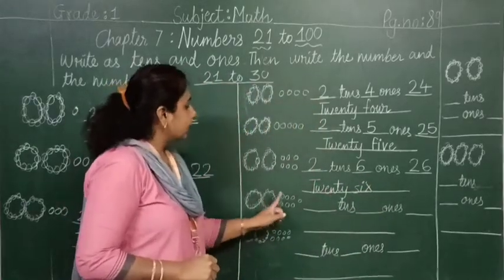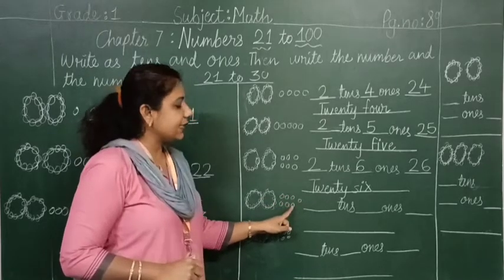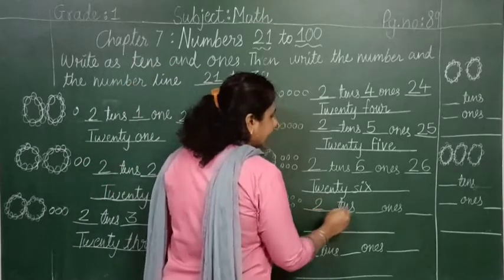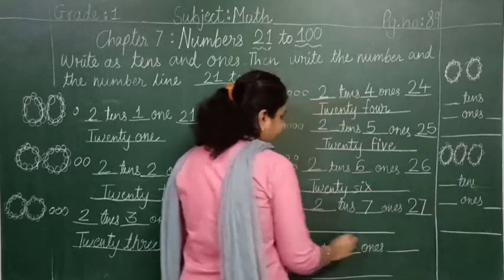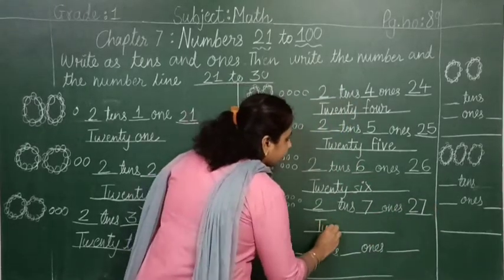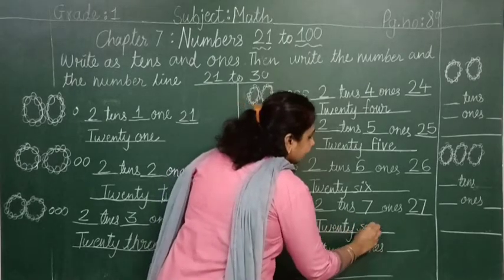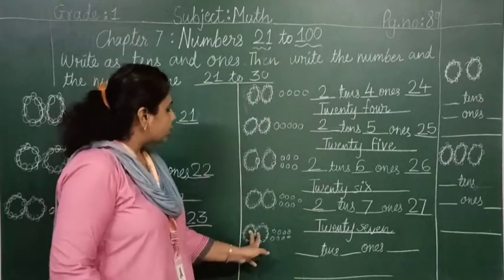2 tens. How many ones? 1, 2, 3, 4, 5, 6, and 7. So how do you write? 2 tens, 7 ones. 27. What is the spelling of 27? T-W-E-N-T-Y, 20, S-E-V-E-N, 7.